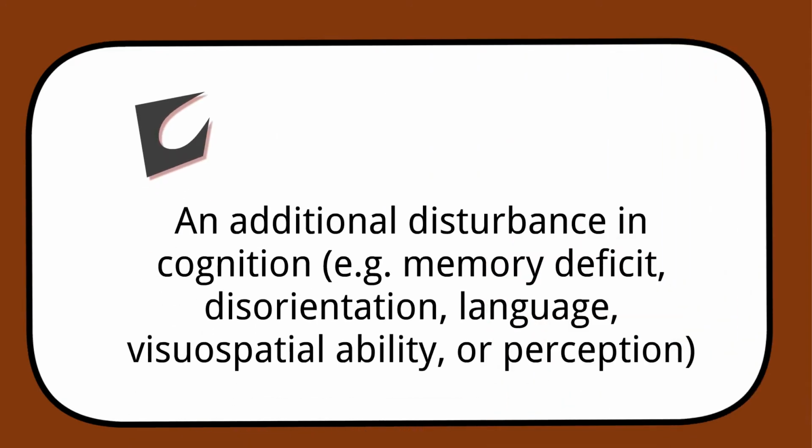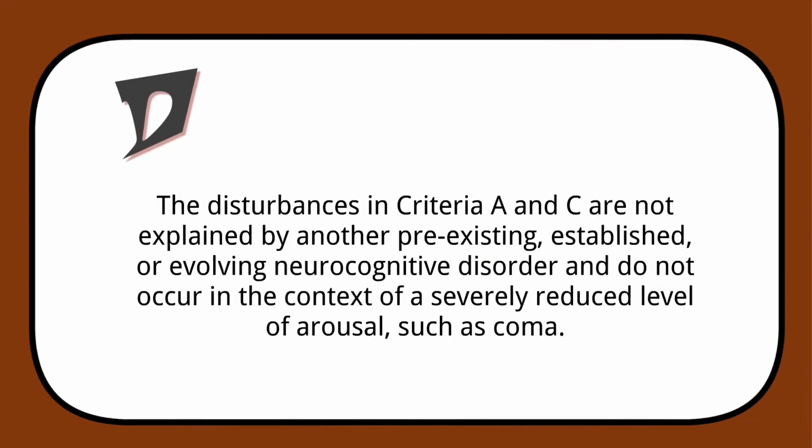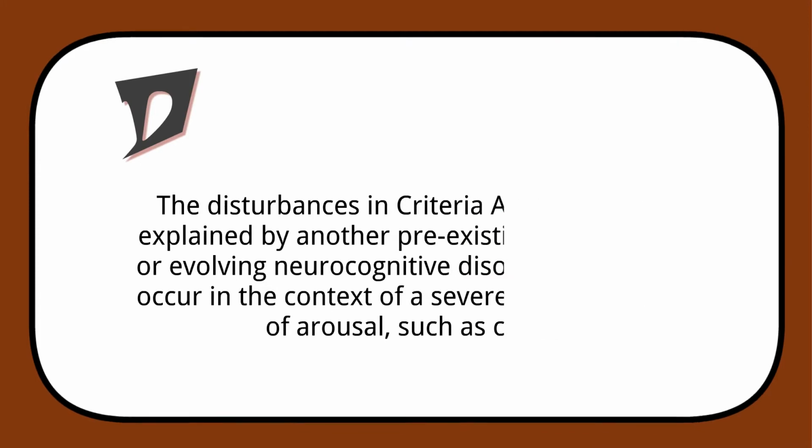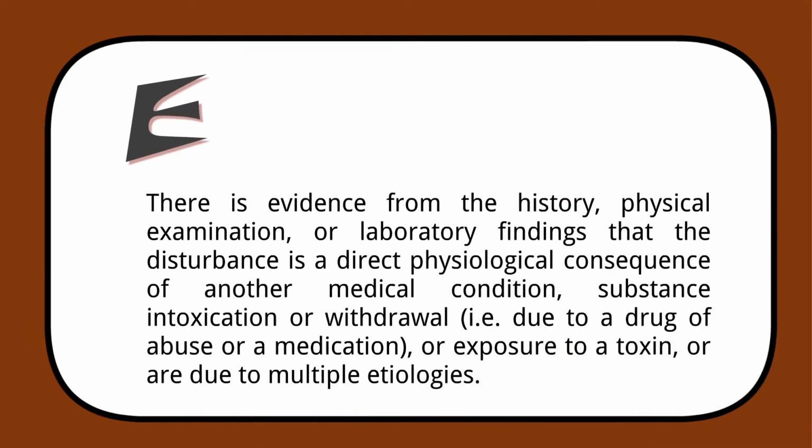C, an additional disturbance in cognition. They include memory deficit, disorientation, language, spatial ability, and perception. While in D, the disturbance in criteria A and C are not explained by another pre-existing, established or evolving neurocognitive disorder and do not occur in the context of a severely reduced level of arousal such as coma. And in criteria E, there is evidence from the history, physical examination or laboratory findings that the disturbance is a direct physiological consequence of another medical condition, substance intoxication or withdrawal, or exposure to a toxin, or due to multiple etiologies.